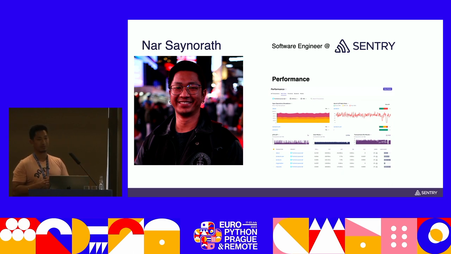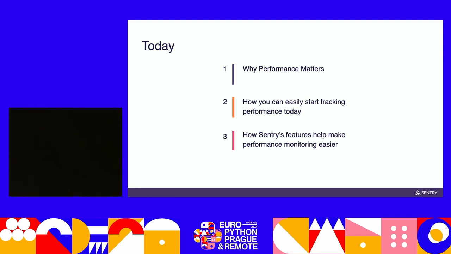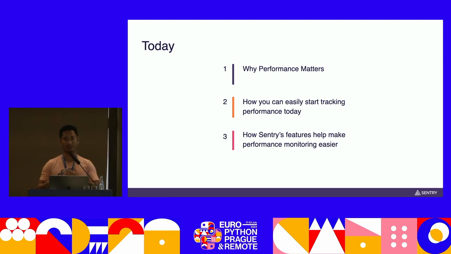As I've been here, I've been working with really strong performance-oriented engineers, and I've been amazed at the skills and reasoning that they've used, and their tools. We're going to be talking about stuff that I've learned and how you yourself can start thinking about implementing performance in your application in such a way that it's proactive, so you're always prepared to tackle some of those issues. So the agenda for today is to talk about why performance matters and how you can easily start tracking performance today. Along the way, we'll also be talking about Sentry's features and how we're helping build that stuff.